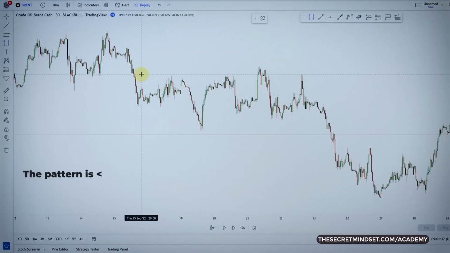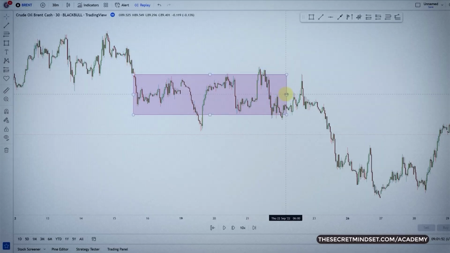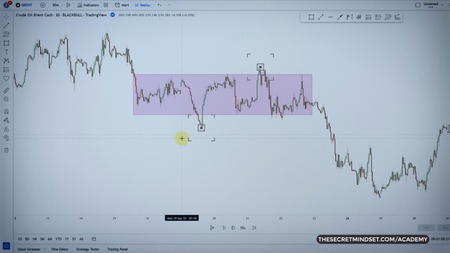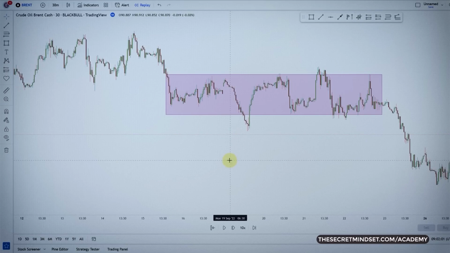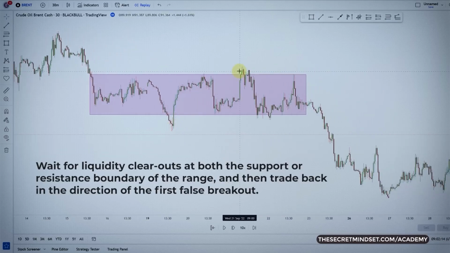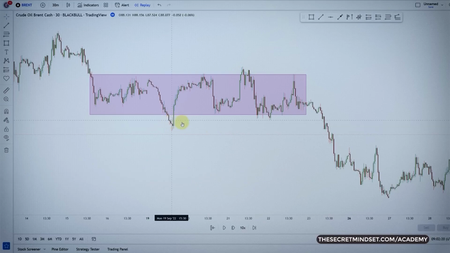The double liquidity clear-out pattern is very common in trading ranges because inexperienced traders often try to pick the breakout of the range. However, price may stay range-bound for longer than most assume. Knowing that liquidity clear-outs are somewhat common when a market is stuck in a trading range is a very valuable piece of information. Trading this setup in a range-bound market can be very lucrative, as you can wait for liquidity clear-outs at both the support or resistance boundary of the range, and then trade back in the direction of the first false breakout. It sounds easy in theory, I know.